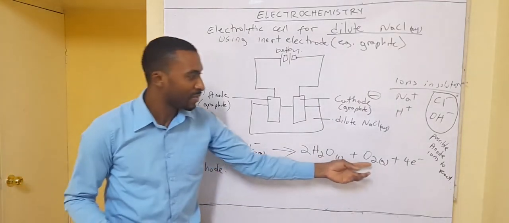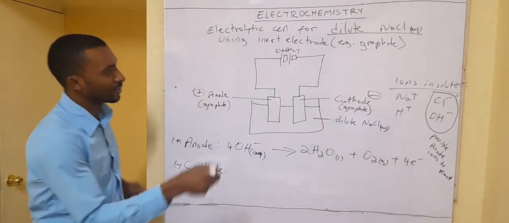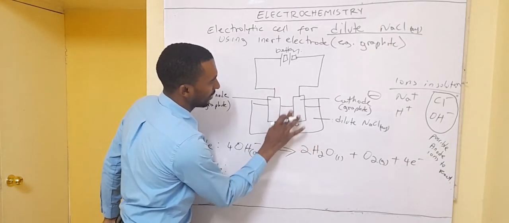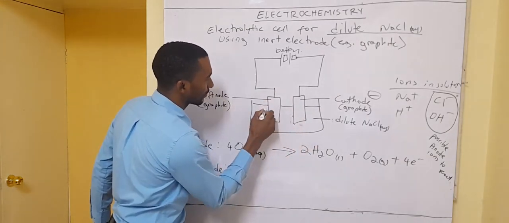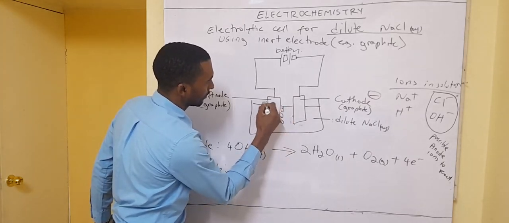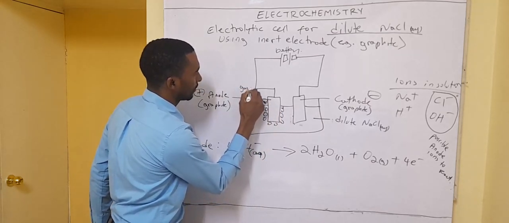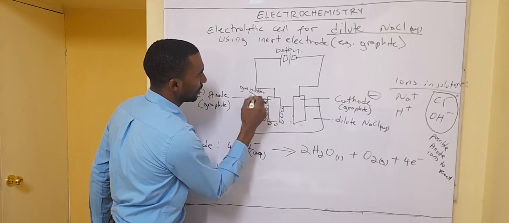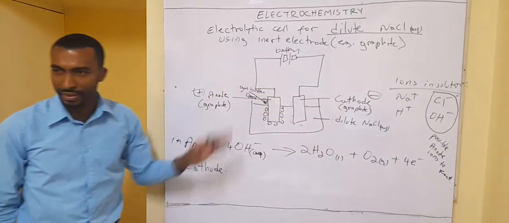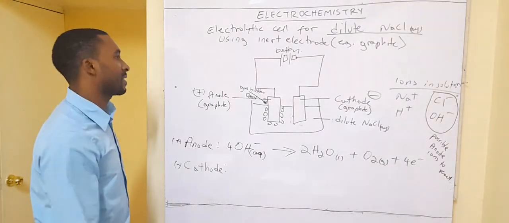And what we're going to observe here is that we're going to see gas bubbles coming off at the anode. So here will be gas bubbles coming off here. Sorry, the anode. Bubbles, which is O2 gas. Because it's a gas that is produced, it will just go, right? Alright, now the cathode. Which reaction will take place at the cathode?